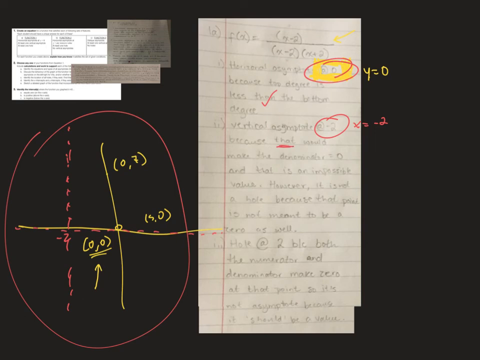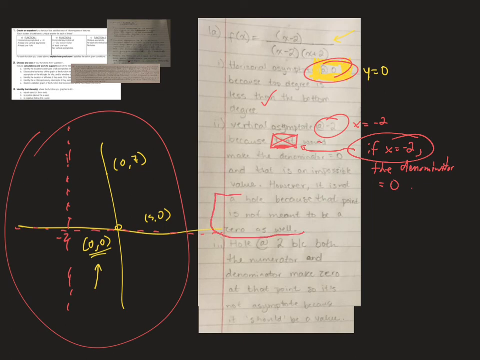Well, what would make the denominator equal? A vertical asymptote doesn't make a denominator equal 0. I think what you mean to say is, because if x equals negative 2, the denominator would equal 0. Okay, so that would be true, but you can't just say because that would make the denominator equal 0. You'd have to tell me what that is. When x equals negative 2, then the denominator is 0. And that is an impossible value. Okay, however, it is not a hole because that point is not meant to be a 0 as well.